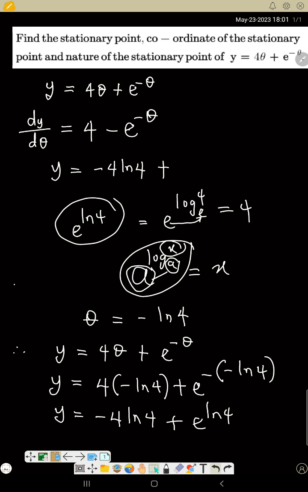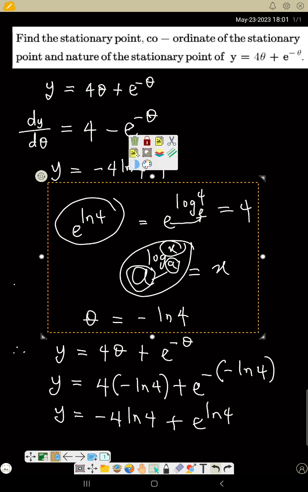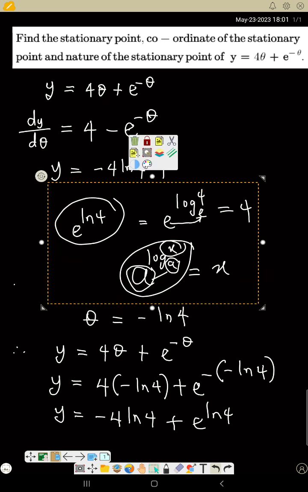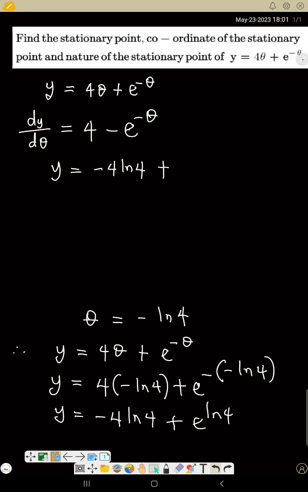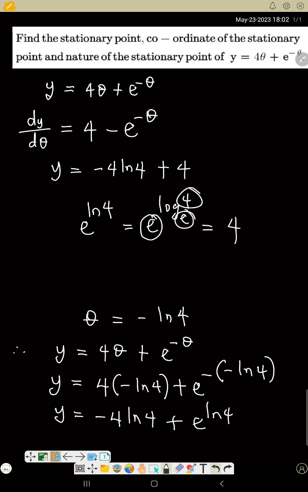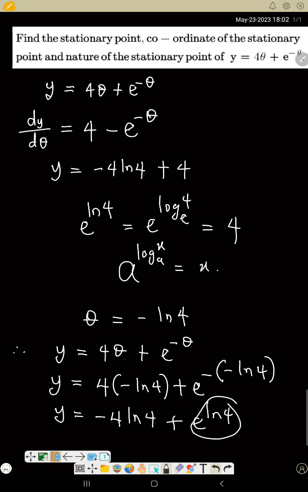So from there now, this e raised to power ln 4 here is 4. That is, e raised to power ln 4 is the same thing as e raised to power log 4 to base e, which is equal to 4. So if this and this are equal, the answer is 4. We have proved this in logarithm, but this is the law you should know. So now that means e raised to power ln 4 is 4 there.